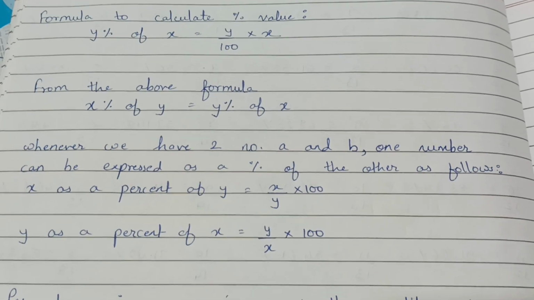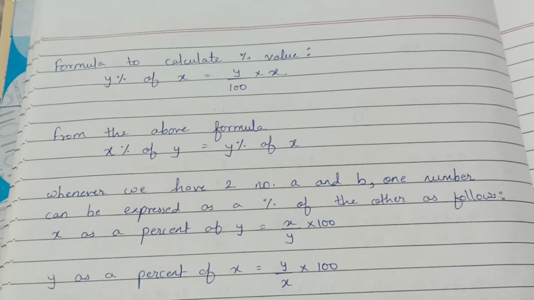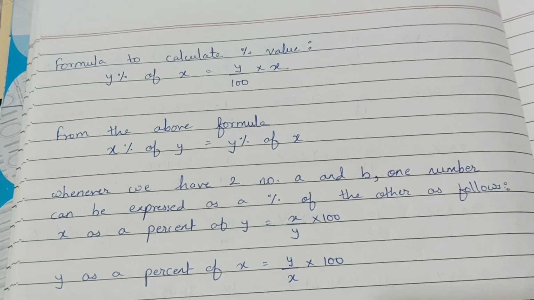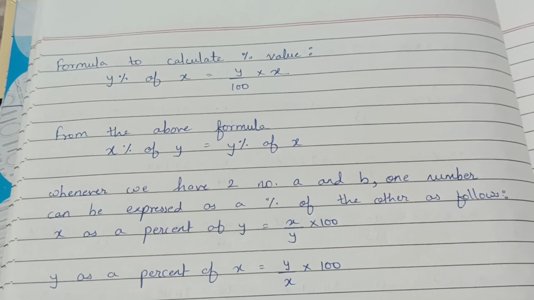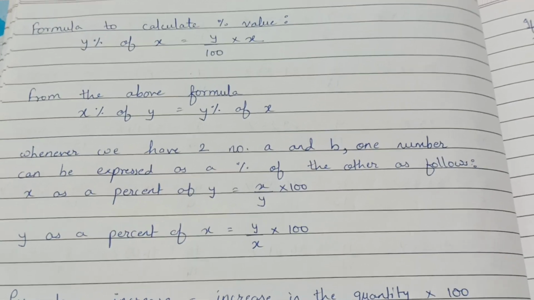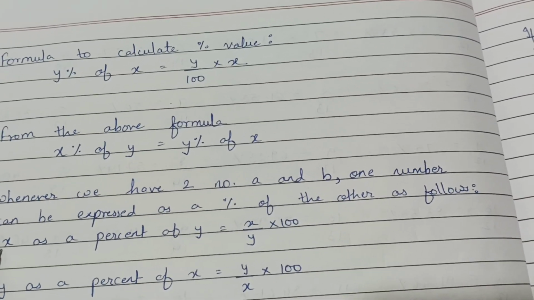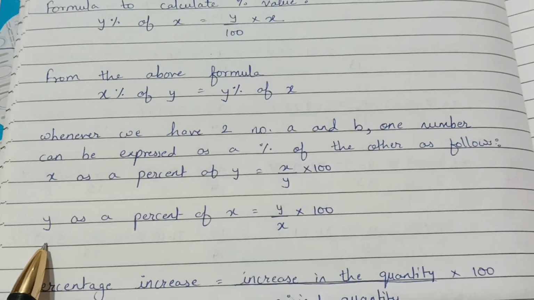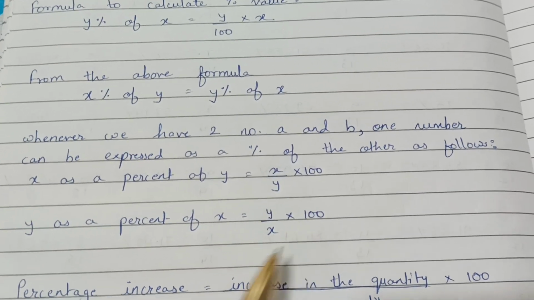Whenever we have two numbers a and b, and one number can be expressed as a% of the other, it is as follows: x as a percent of y is x upon y into 100, and y as a percent of x is y upon x into 100. So x as a percent of y, we have to do x upon y into 100, and y as a percent of x, y upon x into 100.